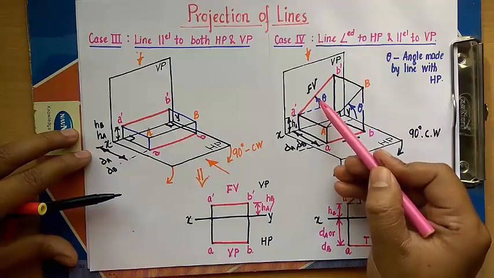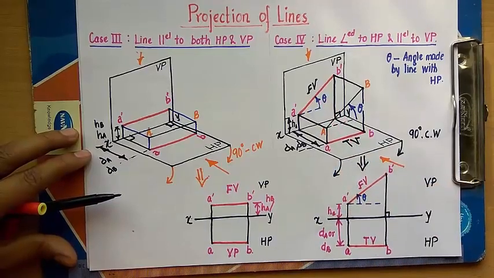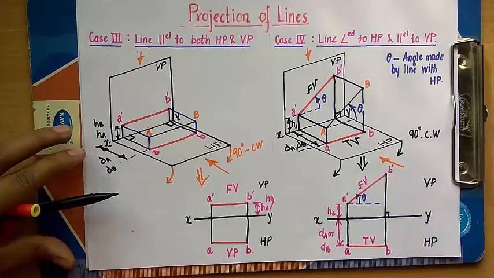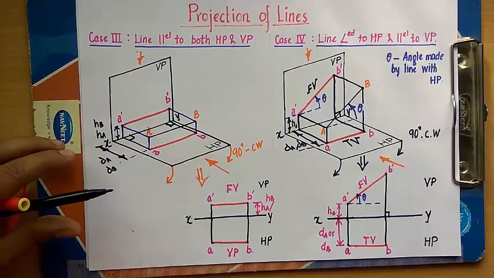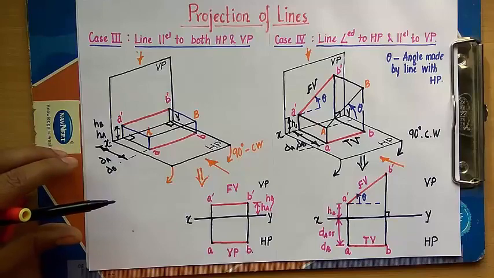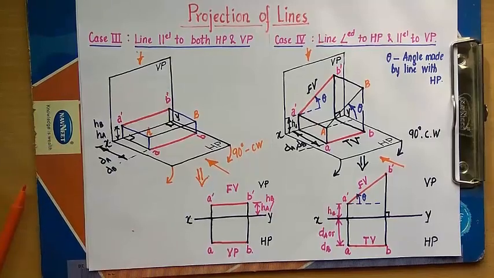We are going to see this inclination theta. The top view in fact is going to be absolutely parallel to the XY line, since it is parallel to the VP. So that was case number 4, and now let's move towards case 5, the final case, which says the line is inclined to VP and parallel to HP.